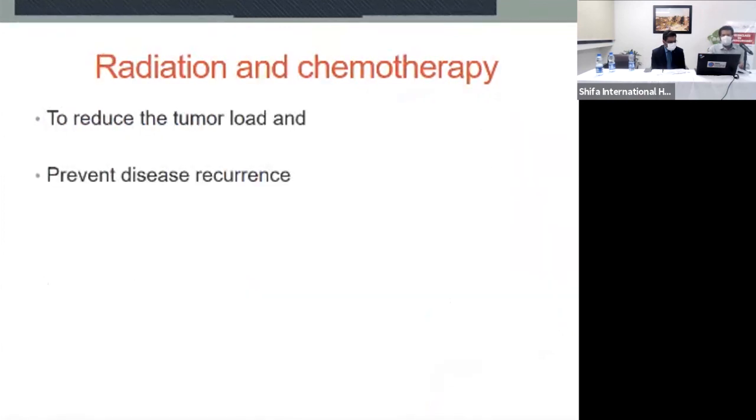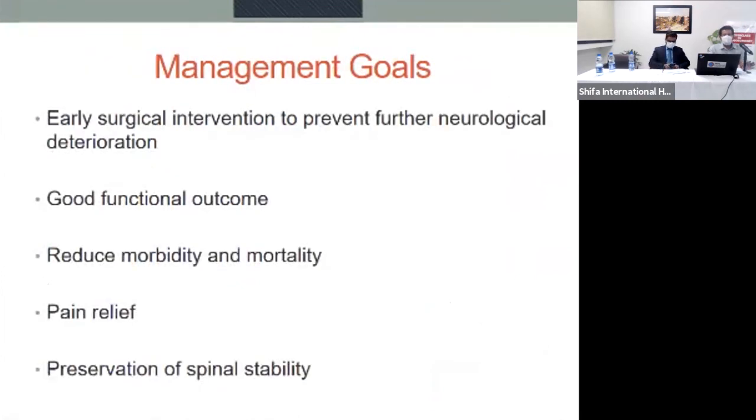So a combination of traditional radiation and chemotherapy is also used, and it is helpful in reducing the tumor load and preventing the disease recurrence. So basically the management goals of the neurosurgical tumors are early surgical intervention to prevent further neurological deterioration, a good functional outcome, reduce the morbidity and mortality, pain relief, and last but not the least is the preservation of the spinal stability of the tumors involving the spine.